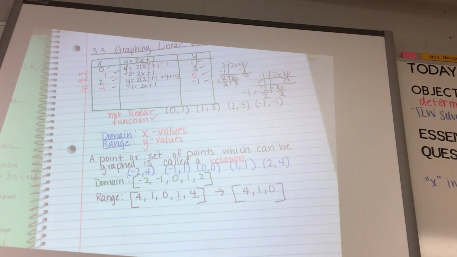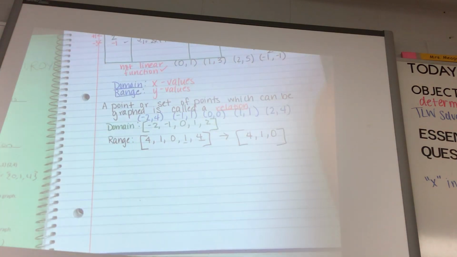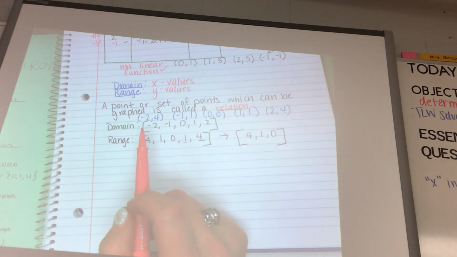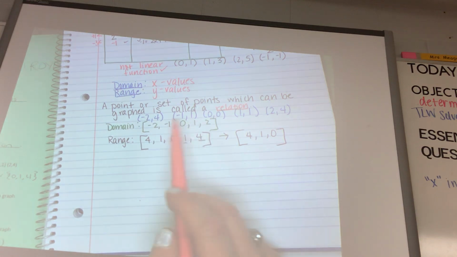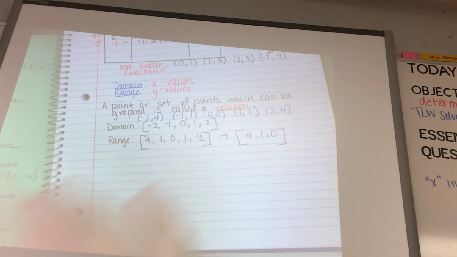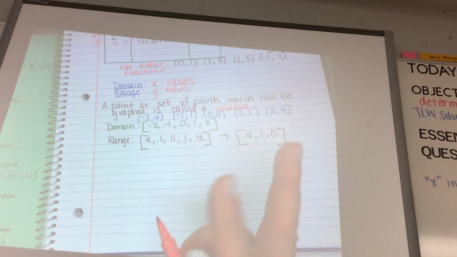All right? Okay, and last thing tonight is two other new words. When you're looking at a set of points on a graph, we already know how to test if it's a function or not. We can use our vertical line test, but there's two other things we also have to have. I'm going to teach you how to tell if they are what's called discrete or continuous.